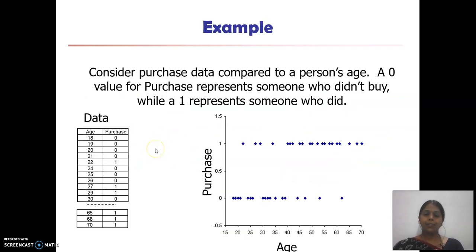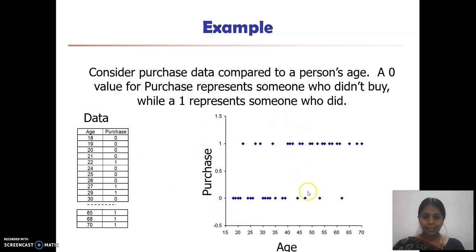Let's take one more example, a numeric example. Consider purchase data compared to a person's age. So the age and the purchase. 1 represents someone who made the purchase, and 0 indicates no purchase. Age is plotted along the x-axis and the purchase along the y-axis. So 18, 0; 19, 0; 20, 0. That means 0 indicates the item is not purchased and 1 indicates the item is purchased. Say for example at 22, 1 means the item is purchased.